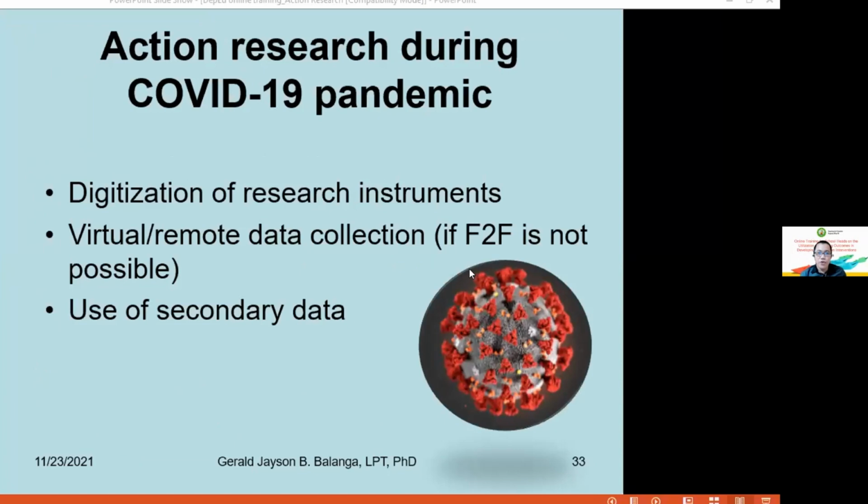Well, action research during the COVID-19 pandemic. I'm sure in some other districts and divisions, many teachers have done action research even during pandemic time. But what has happened to action research during this pandemic? We digitize our research instruments. Kaya yung iba, ginawa na siyang Google Form. That's digitization. And then data collection is done virtually or remotely. And in some instances, we use secondary data.